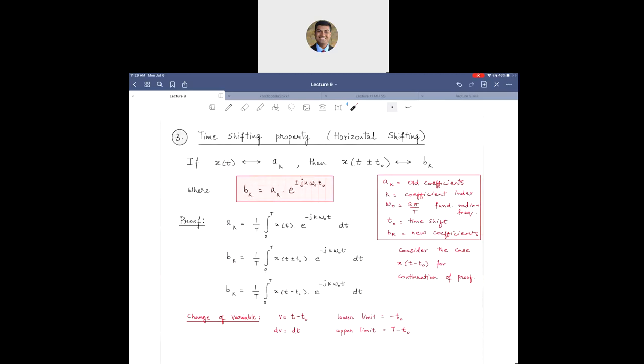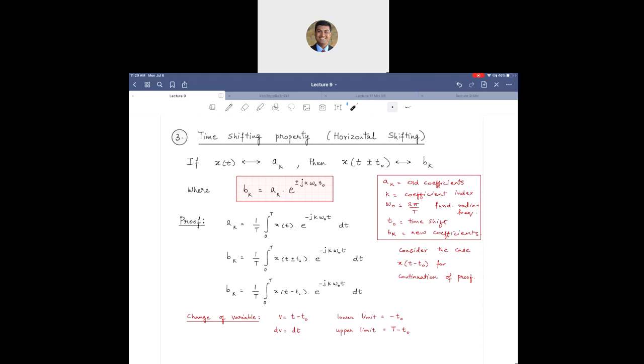Next, what happens when you shift things horizontally? When you shift things horizontally, say if you start with x of t, and the Fourier series coefficients of x of t are a sub k, then if you shift x of t by t sub 0, maybe you are advancing the signal, maybe you are delaying the signal, I'm referring to the resulting Fourier series coefficients as b sub k.